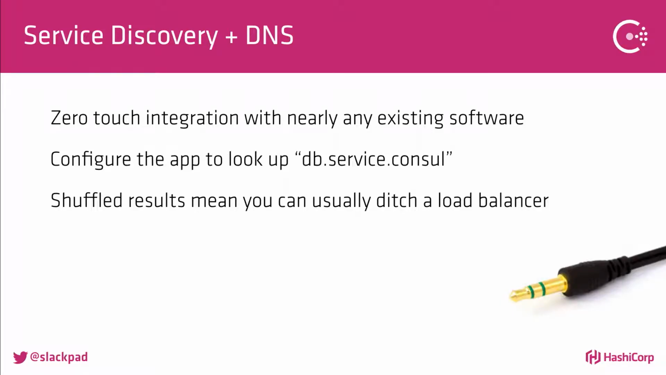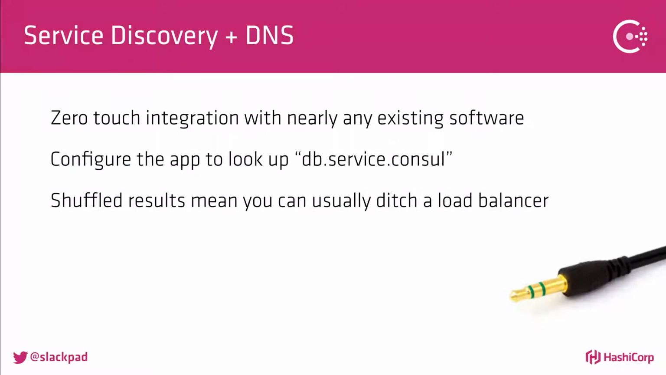When people see what Consul combines, like health checks, service discovery, this DNS interface, a lot of people think, oh, what is this thing? It's got all this stuff. Why did you put all this stuff together? So let's talk about a few of the things that Consul combines and why we did that. So why combine service discovery with DNS?